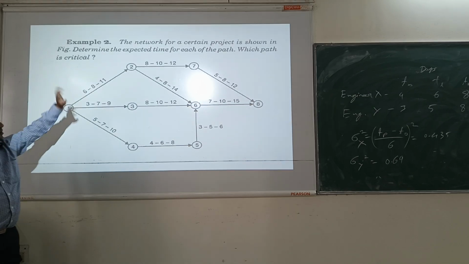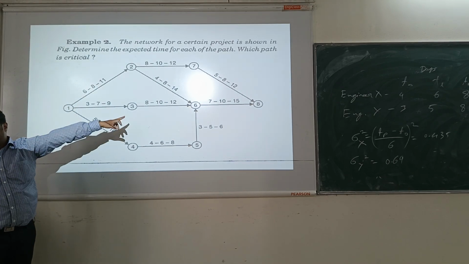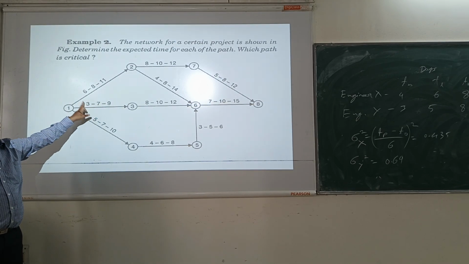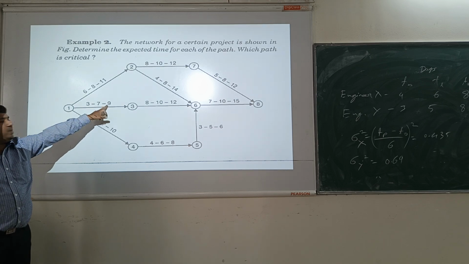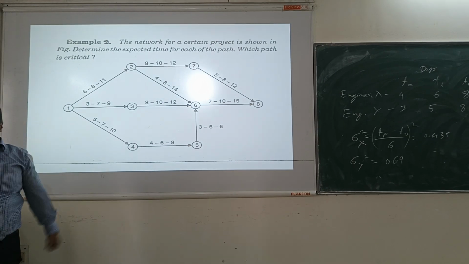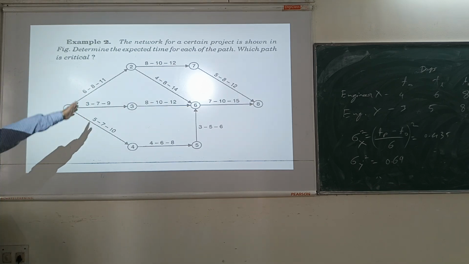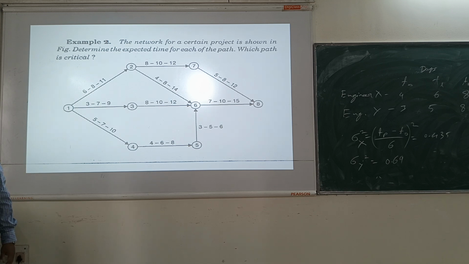Okay, 6, 8, 11. For the activity from event 1 to 3, the values are 3, 7, 9. The most optimistic time TO is 3, TL is 7, TP is 9. So in this way, you can prepare a table where you will state the path. Next you can give a table where, for each activity, using the 3 time estimators, you can find out the most expected time, right?